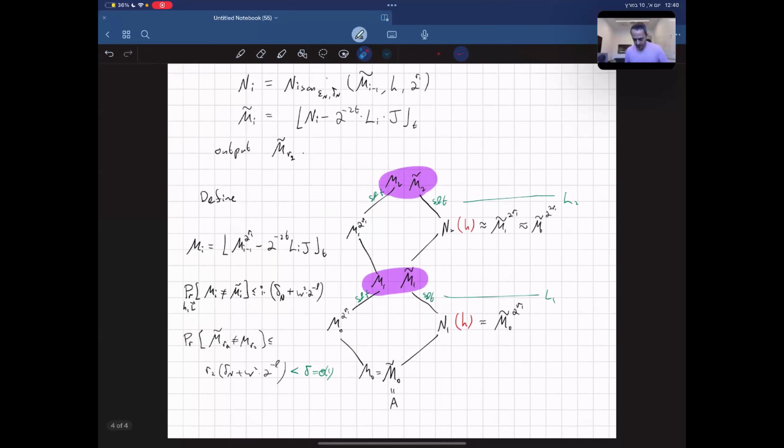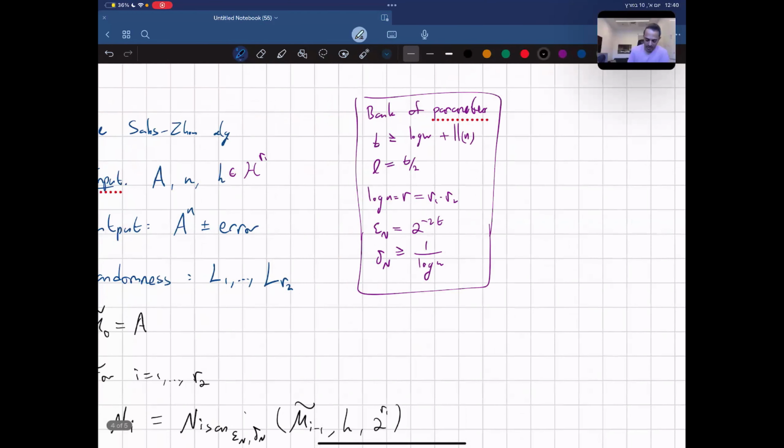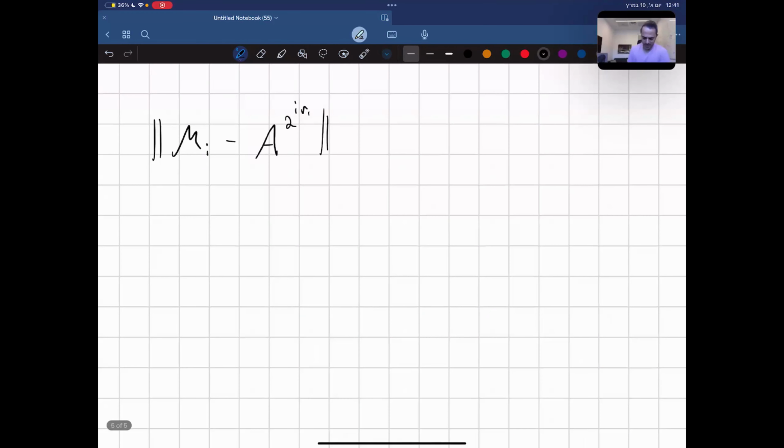Good. So the second thing we have to do is to ask, how close is M i to the corresponding matrix power? If you think about it, it's this matrix that you care about. It's A to the 2 to the i R1, right? So that when i equals R2, you get log n here, which gives you A to the n at the end. The thing you can prove is not so hard, but let's just do it.